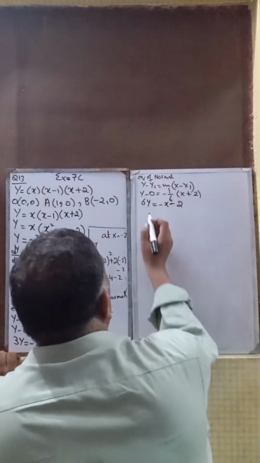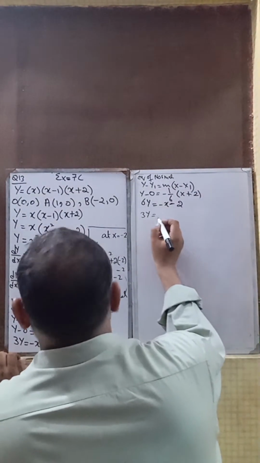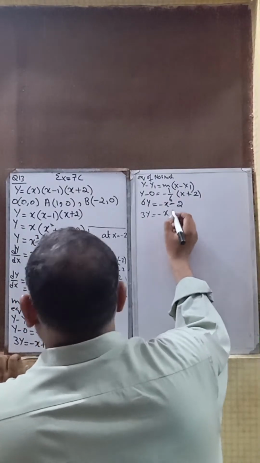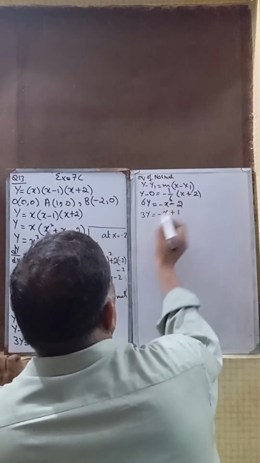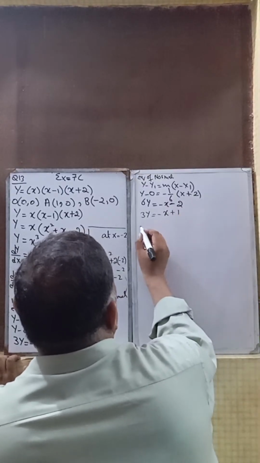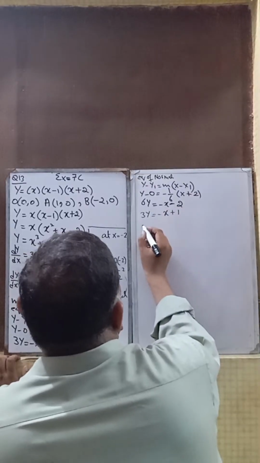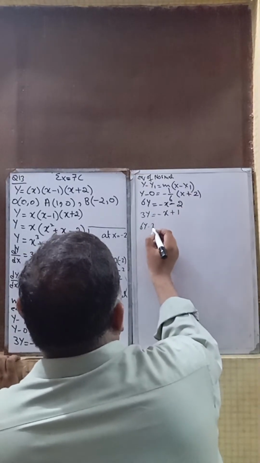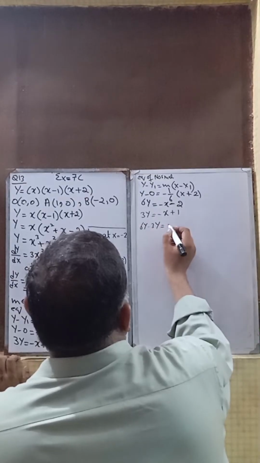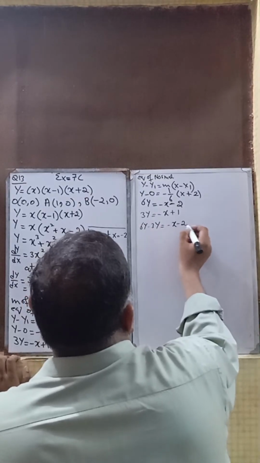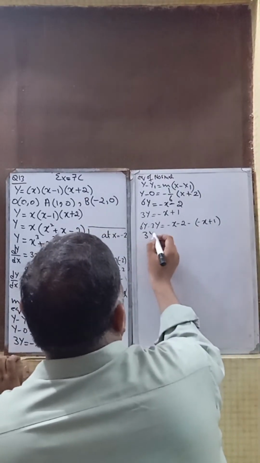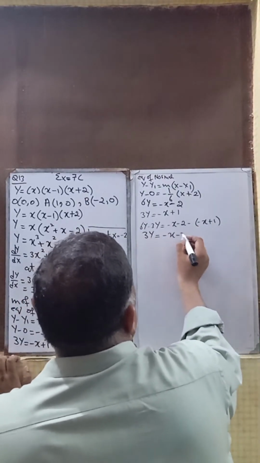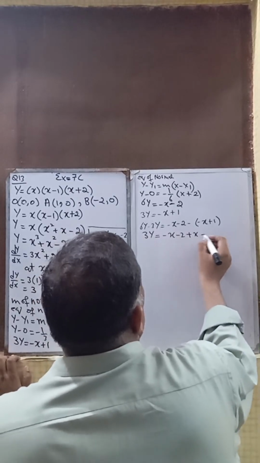So the normal at A is 3y is equals to minus x plus 1. Simply add these, or for example, I can subtract these. So 6y minus 3y will be equals to minus x minus 2 minus minus x plus 1. So you will have 3y is equals to minus x minus 2 plus x minus 1.